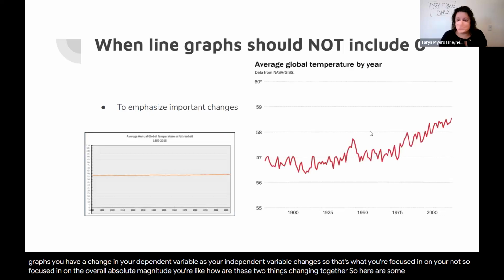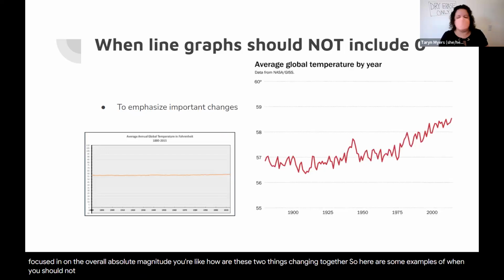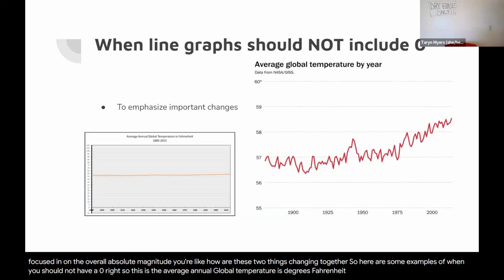So here are some examples of when you should not have a 0, right? So this is the average annual global temperature in degrees Fahrenheit. And if you look at it over like from the 1800s, it doesn't look startling, right? It's like, whatever, looks pretty flat. But then if you start to focus in, and this is just a century, you can focus in even more, obviously, you start to see that it's going up and up and up.